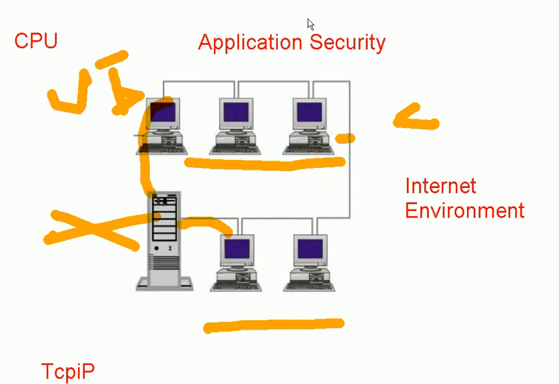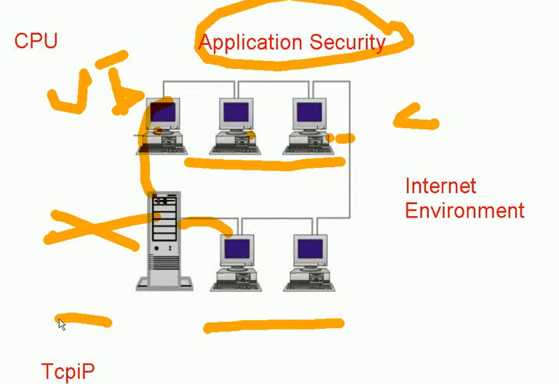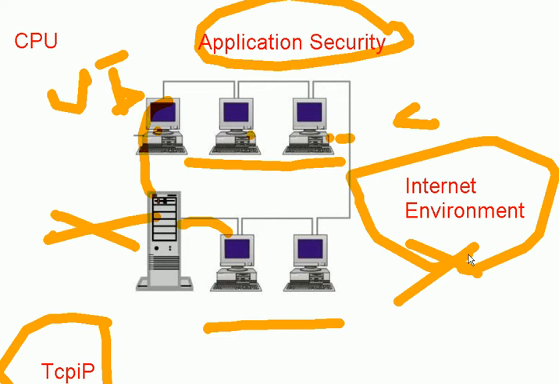So the DBA in such a scenario would be responsible for application security. The application is stored in the client machine. TCP/IP is the mode of communication in this environment, and it runs very well in a networked environment. It doesn't run well in an internet environment.